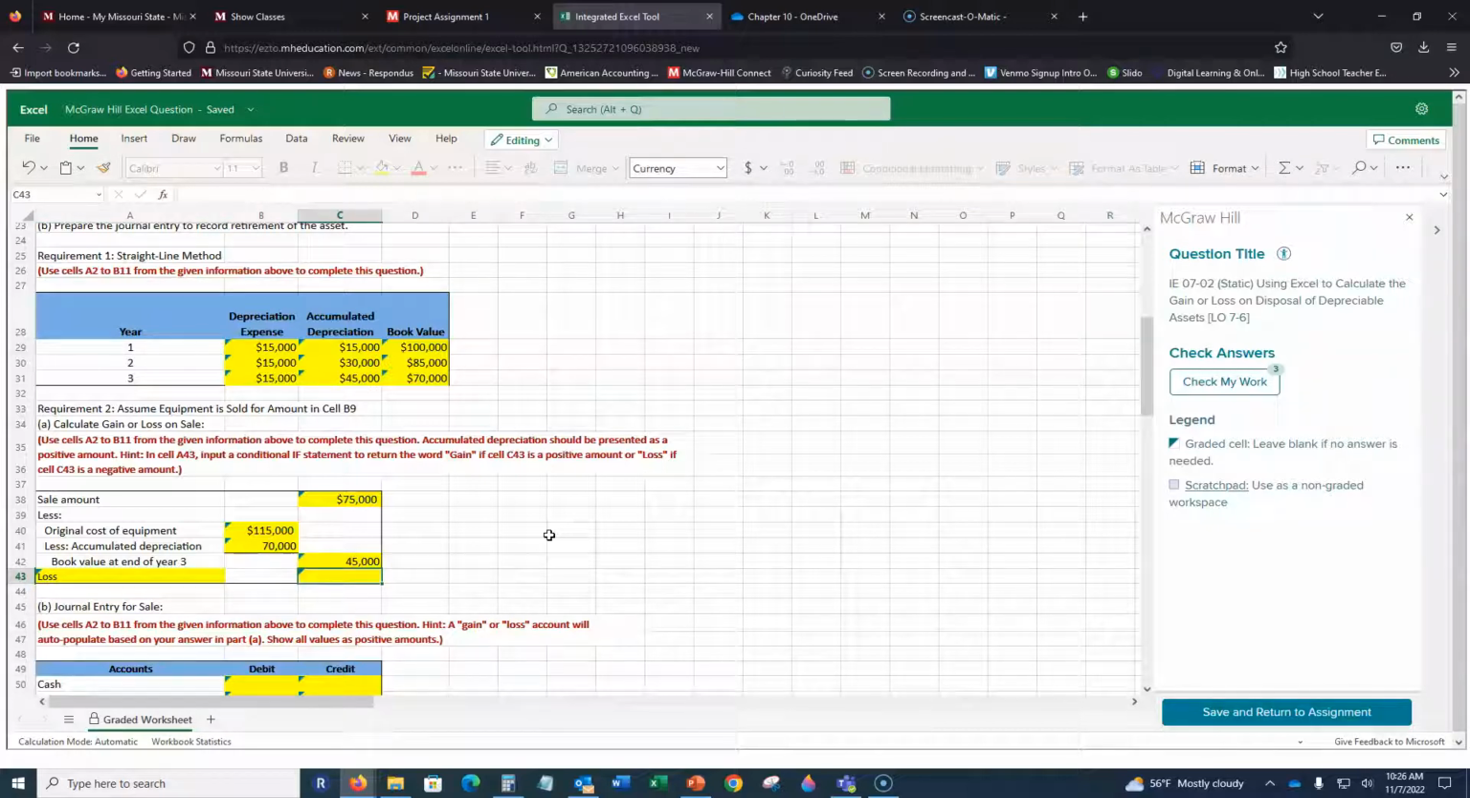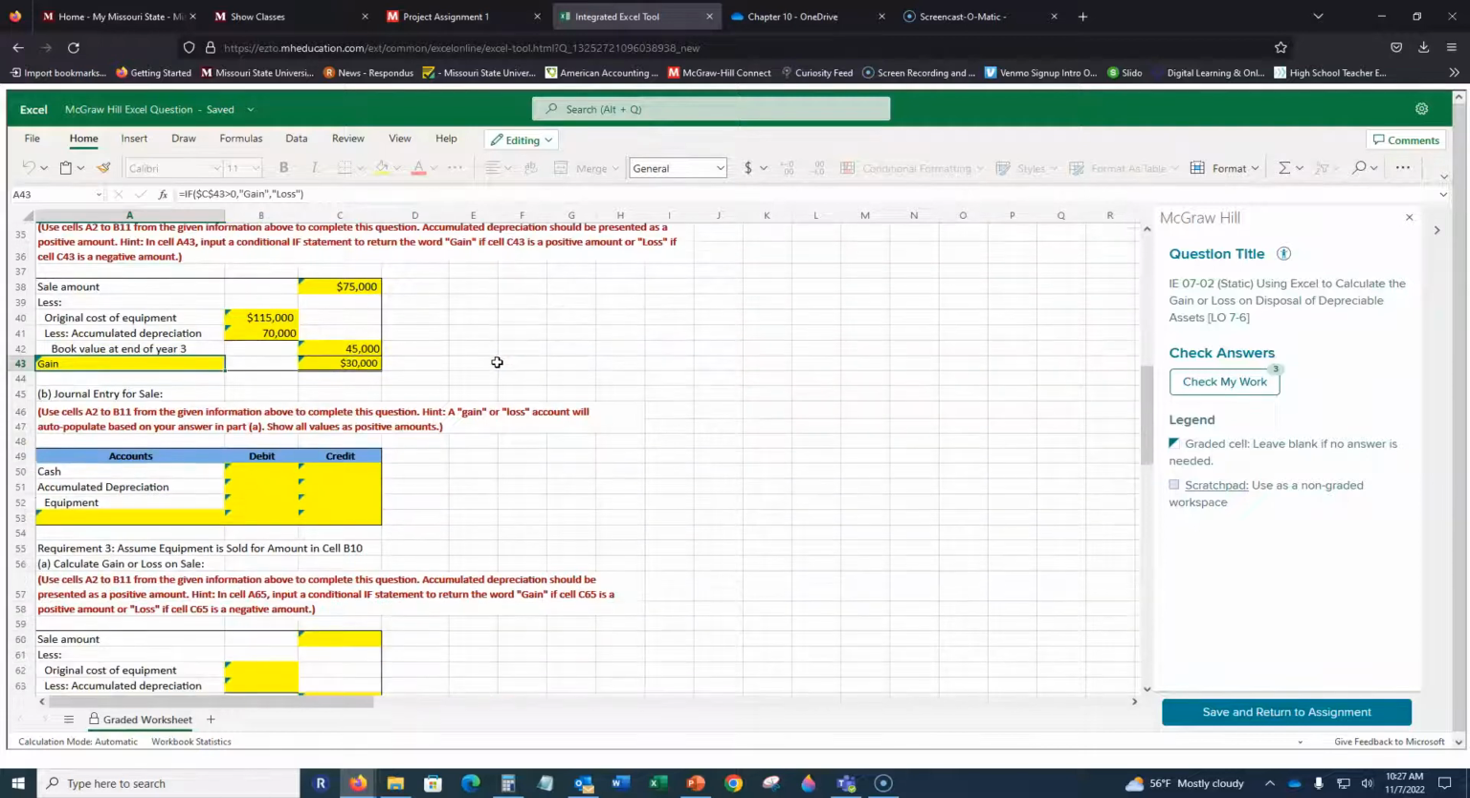Now, how do we determine our gain or our loss? Well, it's our book value less our proceeds, right? Or, excuse me, sorry. Proceeds less book value. So what were our proceeds? Well, our proceeds are the sales amount less the book value right there. And you can see we have a gain of $30,000.